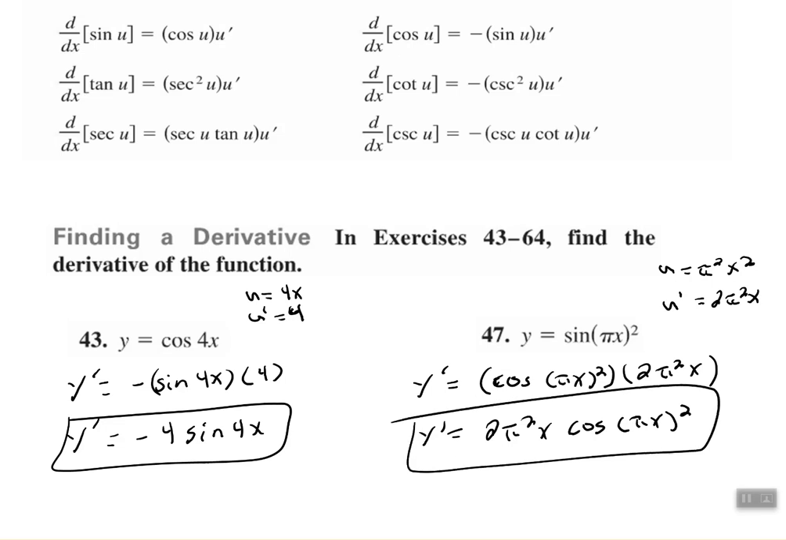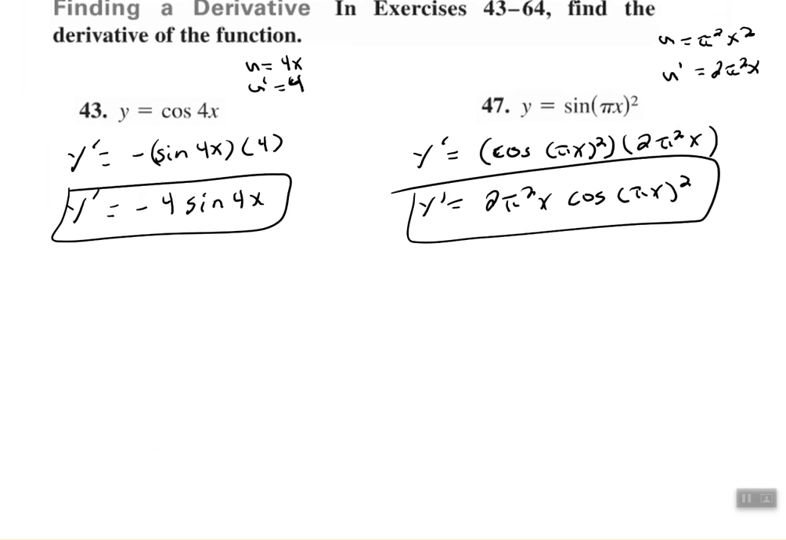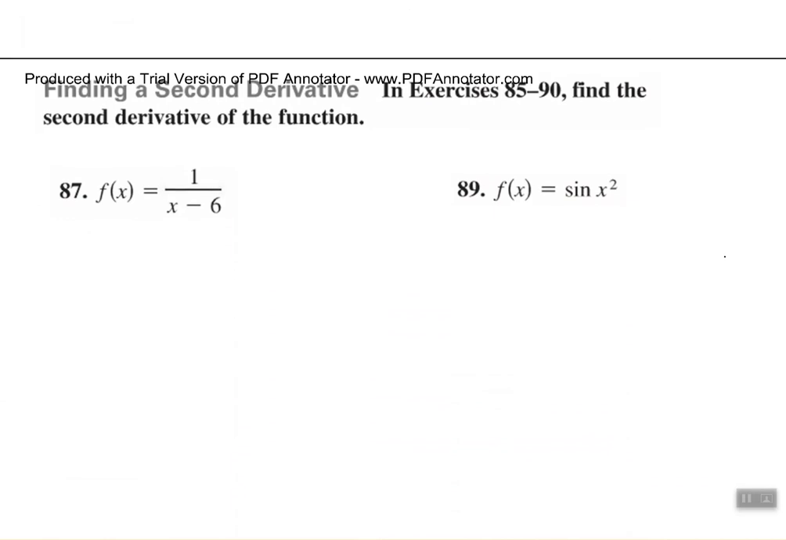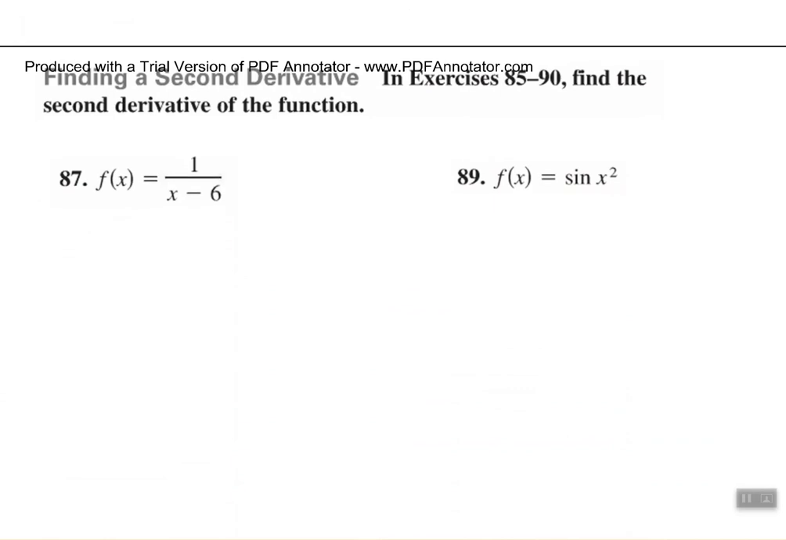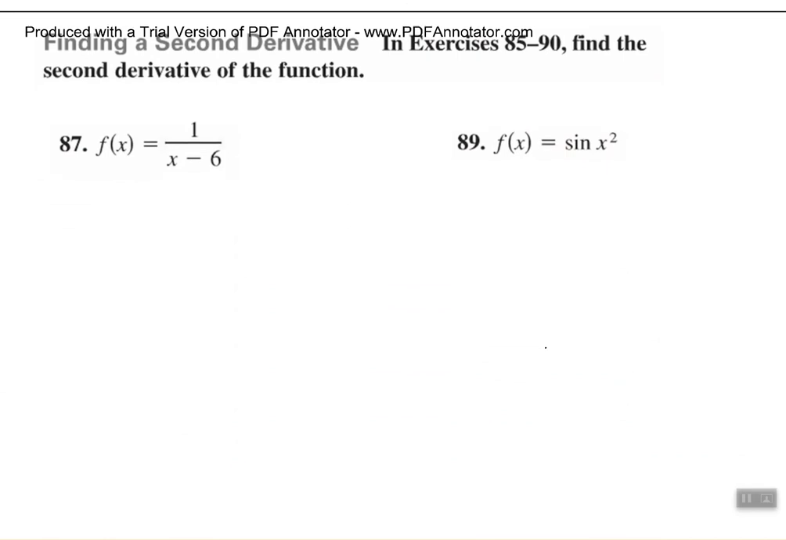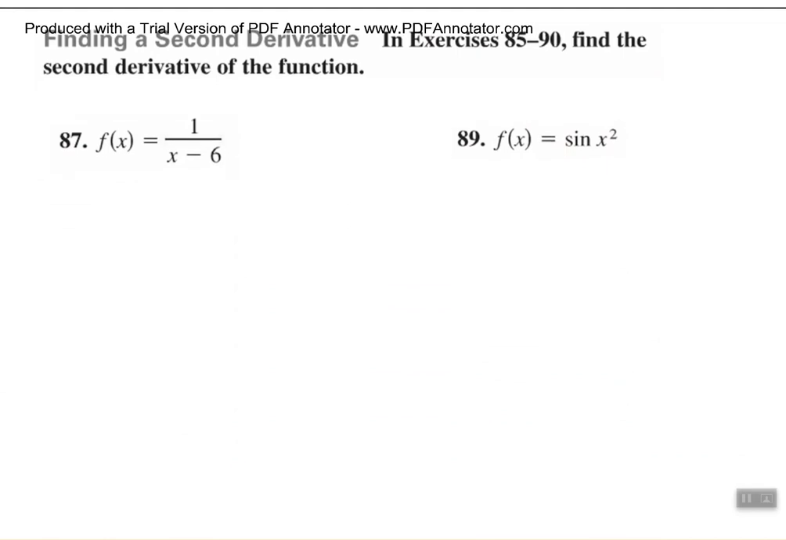So not too terribly difficult. Just your regular derivatives that we've been looking at times the derivative of that u of whatever cosine is or sine of whatever. Okay. Find the second derivative. Well, remember to find the second derivative, which represents acceleration at any given point, we find the first derivative and then find the derivative of the first derivative. And that gives us the second derivative.